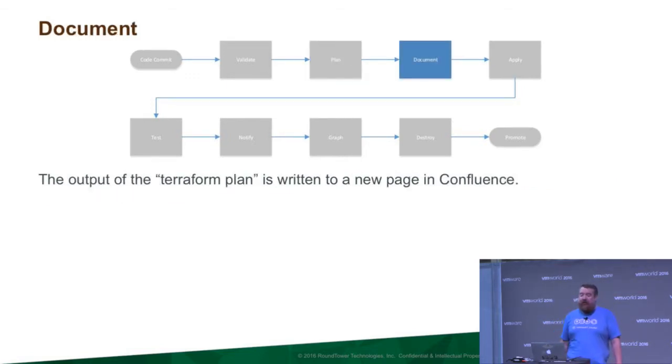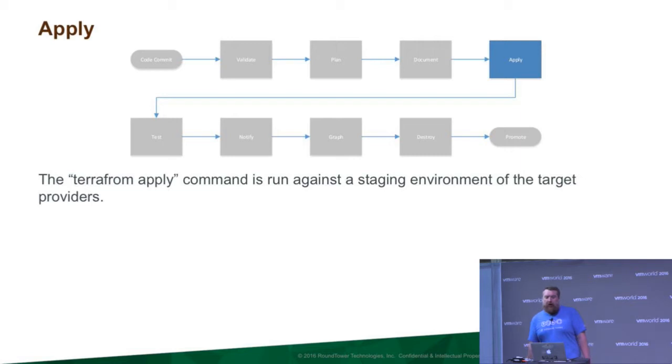Again, we're going to do the documentation phase with Confluence. We're going to kick it off with a Terraform plan. This time, pipe that out, and so we have a full page in our Confluence now of what this plan itself is going to do. Then we're going to go ahead and apply.